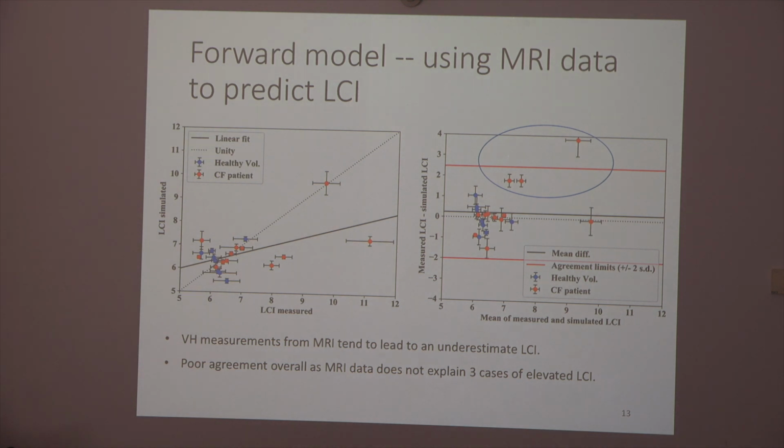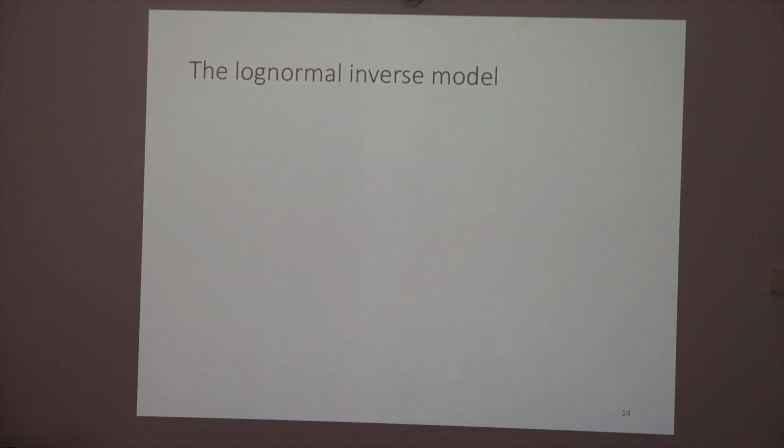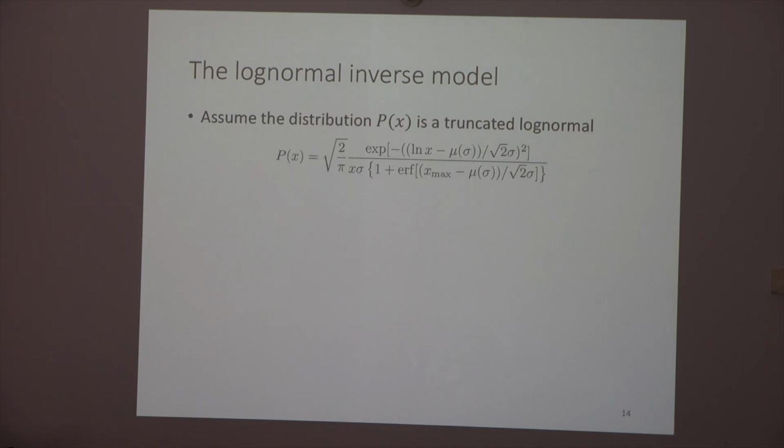Okay, so I've presented that first because it makes logical sense to do that first, but that's not actually what we did first. What we did first was try to fit the model to the data, and this was by way of an explanation. So we did look at an inverse model case to see, okay, if we go backwards from the multi-breath washout data, how similar does it look to the MRI data?